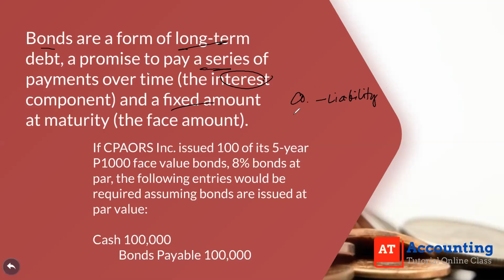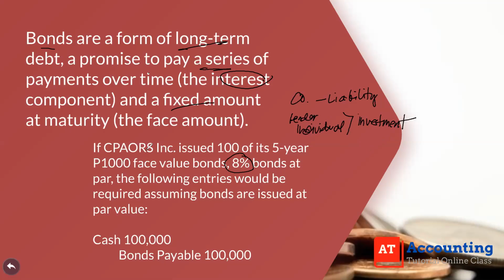For the other party, like if you're the lender, or you are an individual who's interested to buy bonds, this is your investment. Why? Because you're earning. They're going to give you, like in this case, your money will earn 8% interest income, because you have lent your money to them in exchange for the bonds. So let's have an example.